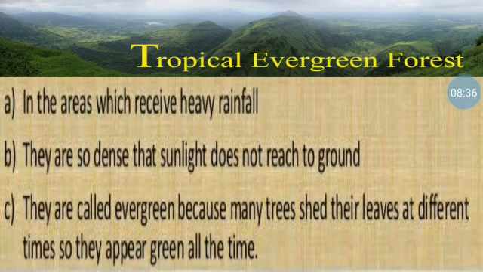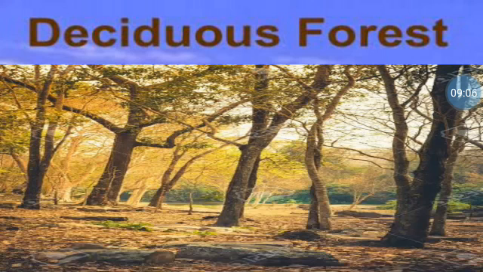The features of tropical evergreen forest: we can see tropical evergreen forest in the areas which receive heavy rainfall. They are also so dense that sunlight does not reach the ground. They are called evergreen forests because many trees shed their leaves at different times, so they appear green all the time. The next forest is deciduous forest.